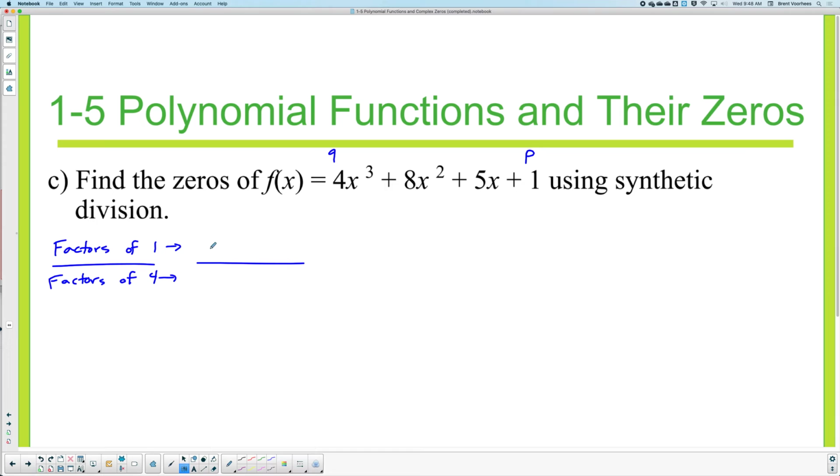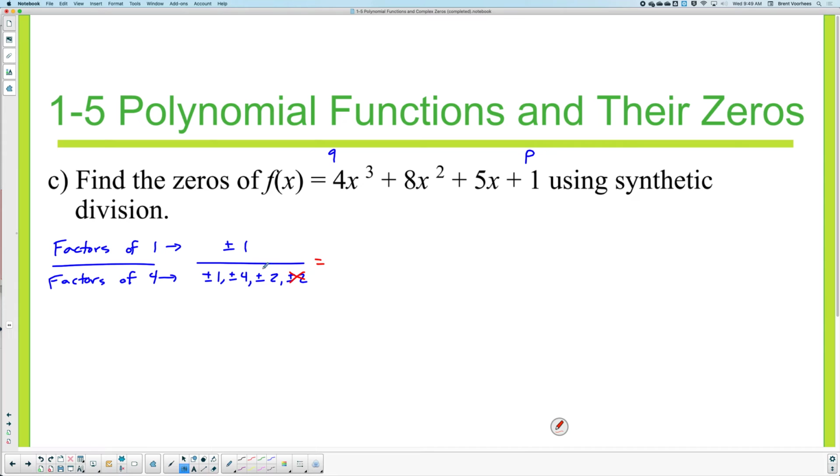What are the factors of 1? Just 1 times 1. It's positive and negative. Positive times positive, 1. Negative 1 times negative 1. Asif, stay with me, please. And what are the factors of 4? 1 times 4 and 2 times 2. Do I need to write 2 on there twice? No, I don't have to write 2 on there twice.